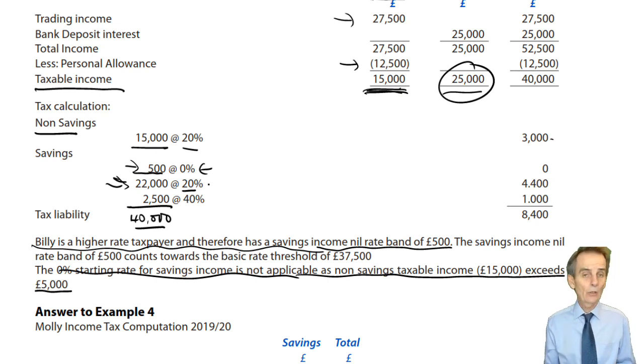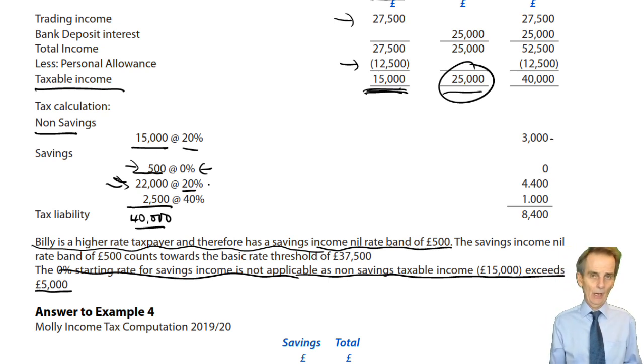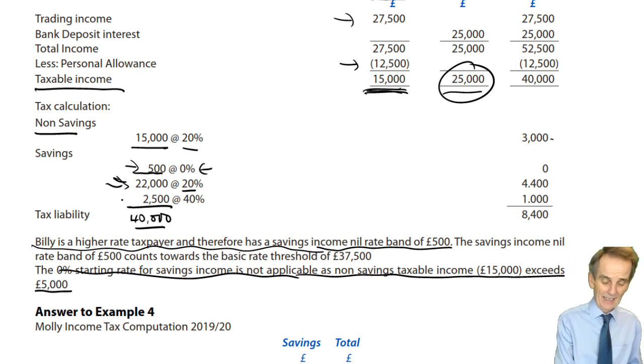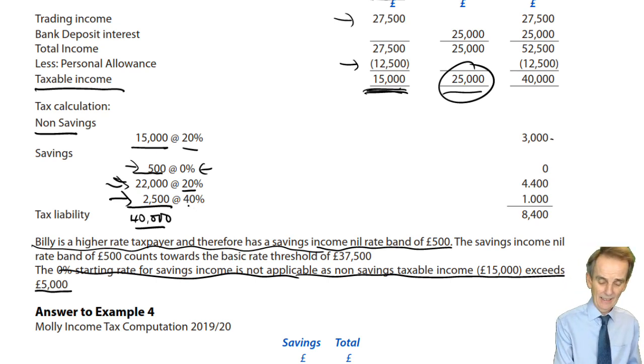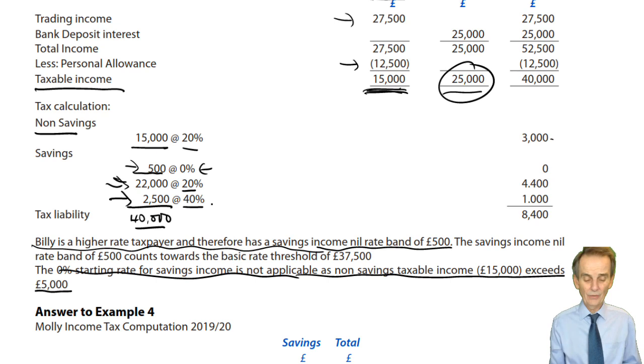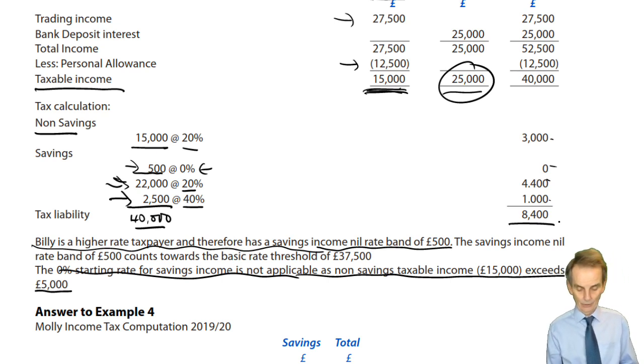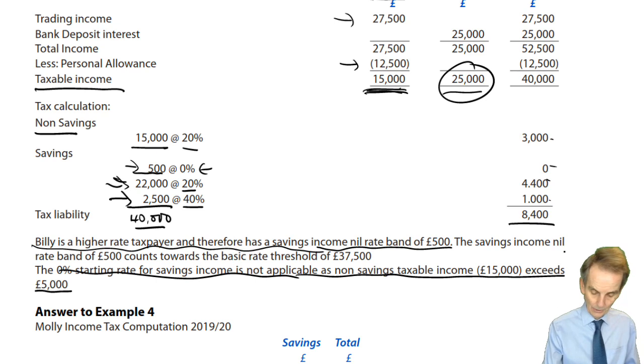We've now gone above 37,500 into higher rate. It is £2,500 worth of taxable savings income within the higher rate band, and that therefore is a 40% charge to taxation. Calculate your individual figures of tax. Do check the numbers, make sure that we got the right figure, but hopefully that comes to a total tax liability of 8,400.